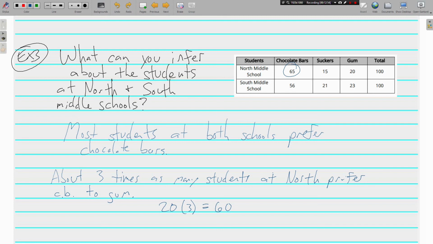So there's different ways you can infer things. All right, so there you go. Different types of samples and what you can do with valid samples as far as making inferences. Make sure you write down any questions that you have, and we'll talk about them next time I see you.